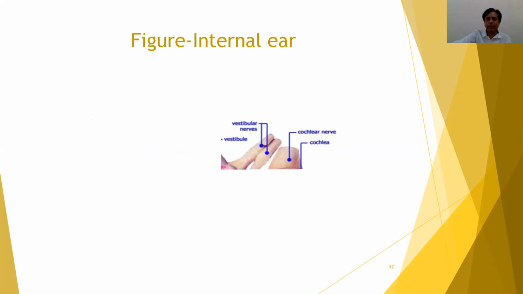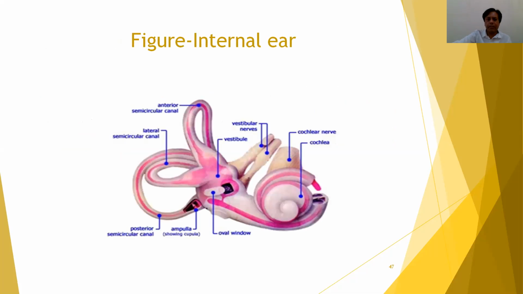Then figure of internal ear. Here we can see semicircular canals, vestibule, oval window, ampulla, cochlea, cochlear nerve, vestibular nerve. Superior, posterior, and inferior semicircular canals can be visualized through this diagram.